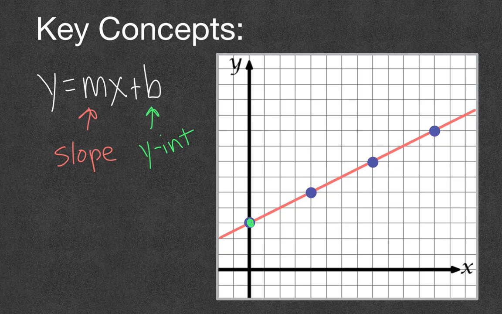You can see I'm putting some green where that would be on my graph here. Those two values are going to be important in being able to calculate the equation of our line of best fit.